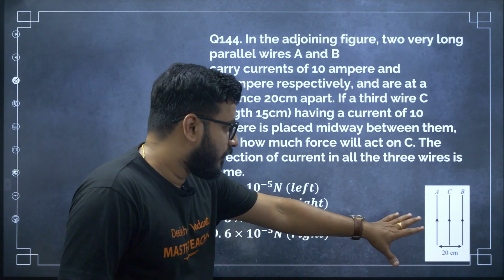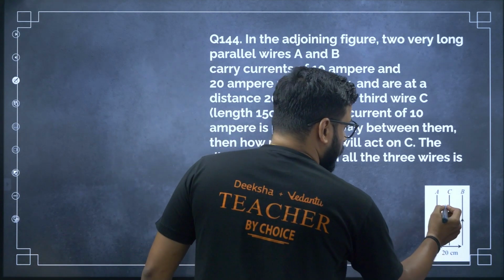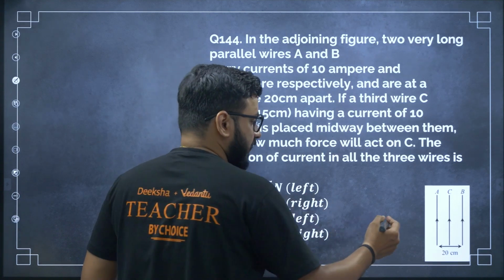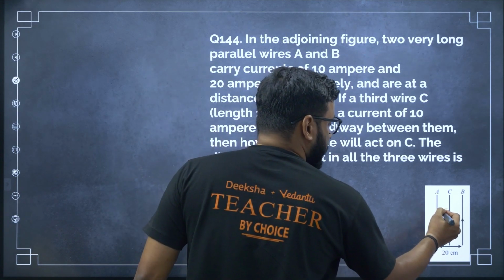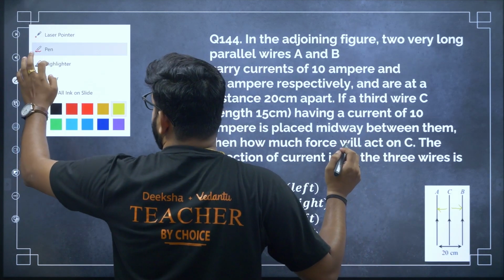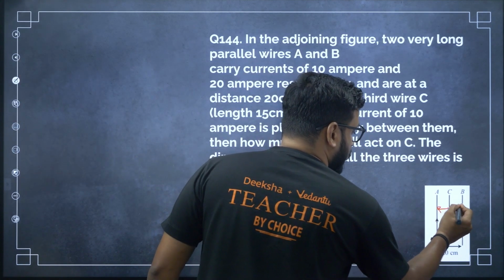Now see here, so you have three wires. So what is the net force on C? Since all of them are in the same direction, there will be attraction on both sides. So there will be one force on this side and another force on that side. Okay, let me write that in red, that will be better. So there is one force on this side and another force on this side.